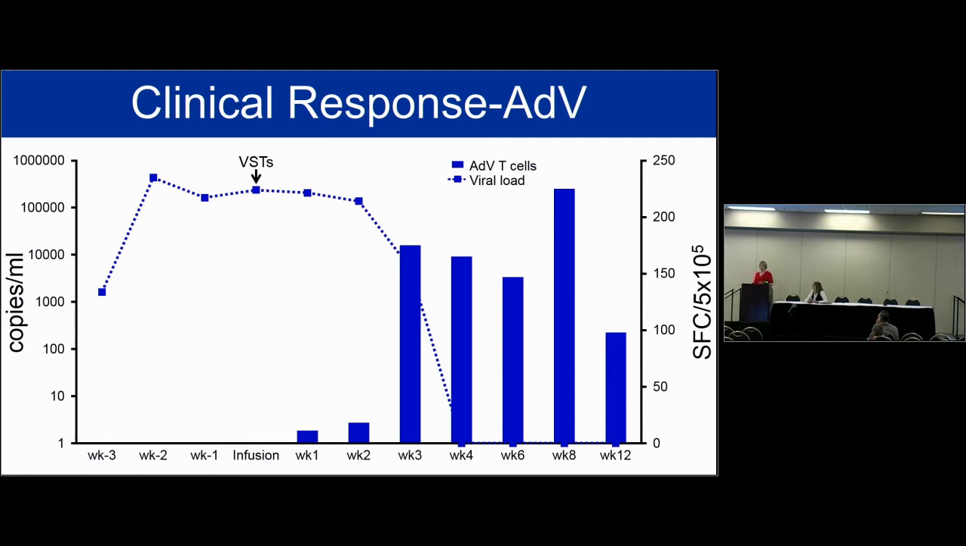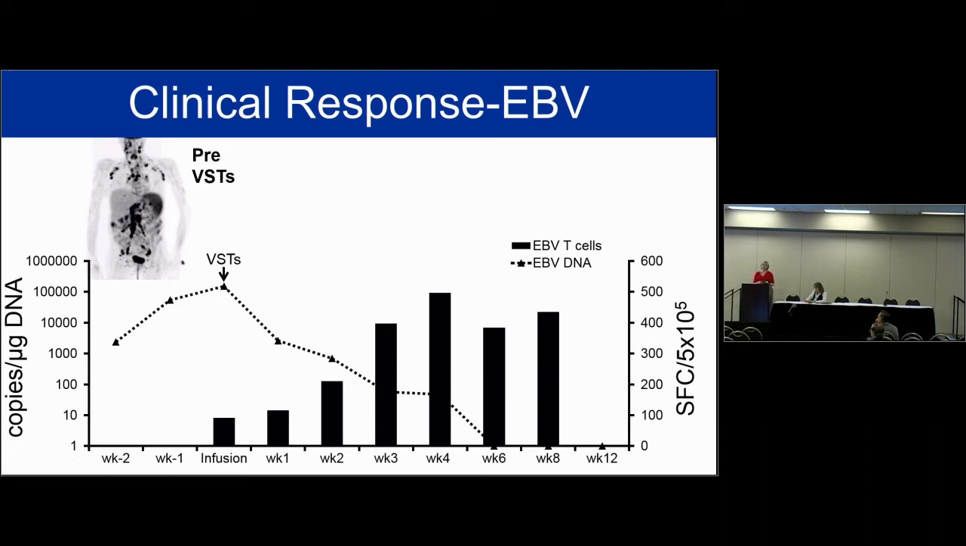Here's another case, this time for EBV, and this patient had a detectable viral load, again shown by the dotted line, but had developed a post-transplant malignancy called post-transplant lymphoproliferative disease, and you can see that in the scans shown on the left-hand side. But again, upon infusion of our virus-specific T cells, the viral load drops away. This correlates with an increase in the circulating frequency of EBV-specific T cells, and the post-infusion scan is completely clear. And this clinical benefit was achieved absent other therapies.